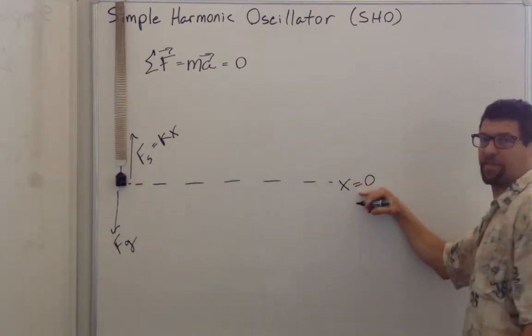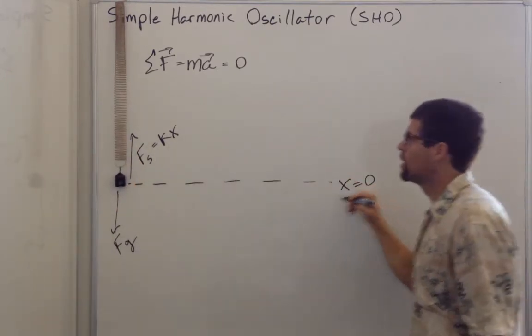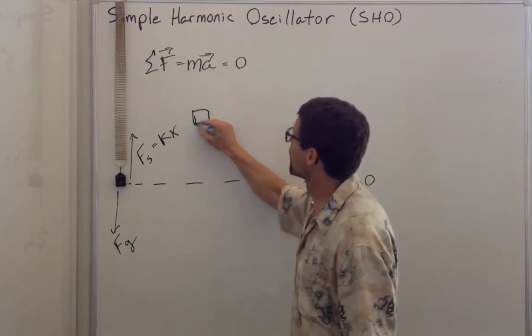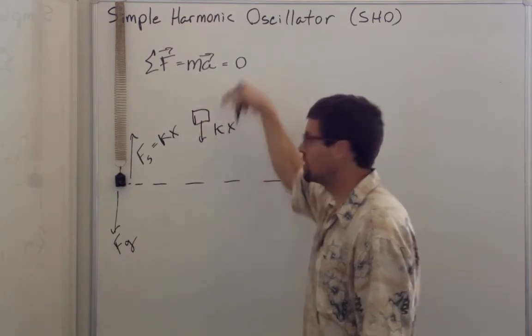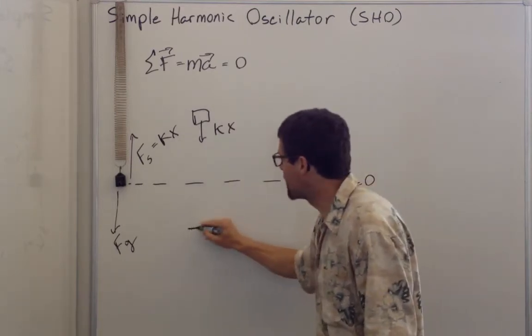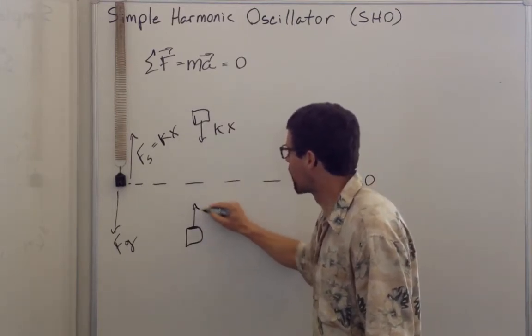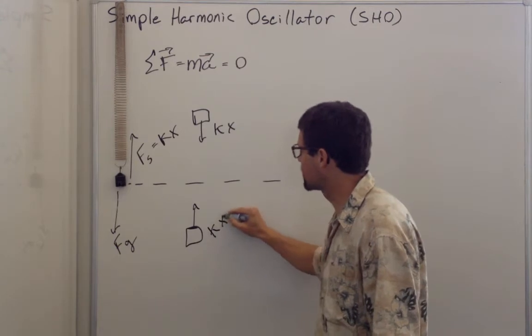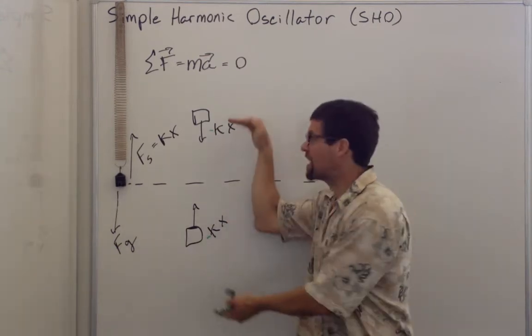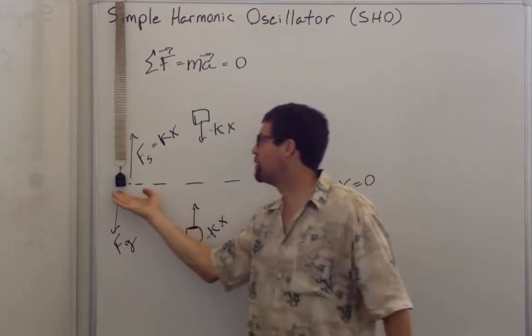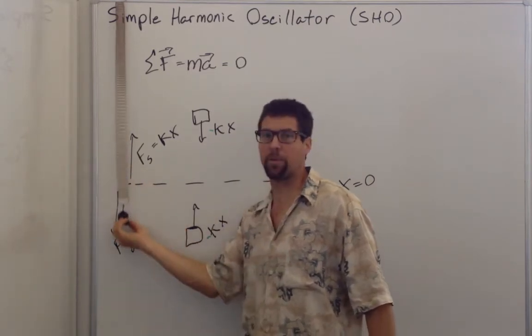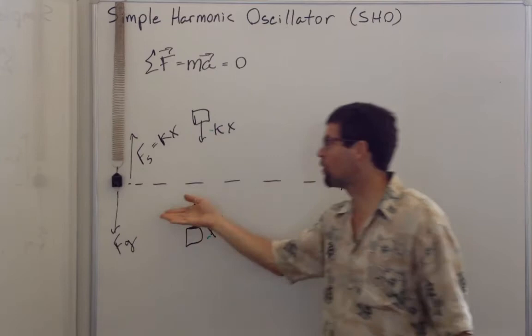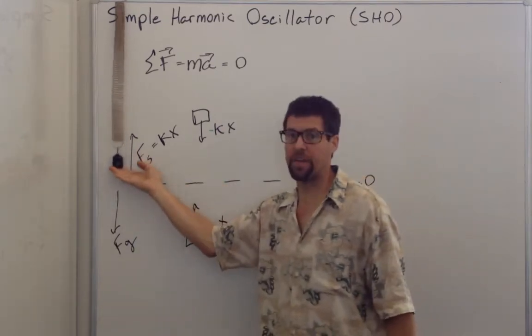And so if this is defined as 0, that means if I'm up here, there's a net force kx downward, and if I'm here, there's a net force kx upward. So this is a stable equilibrium point because when I push away from equilibrium, there's a restoring force to pull it back. And this is what we would call negative physical feedback.